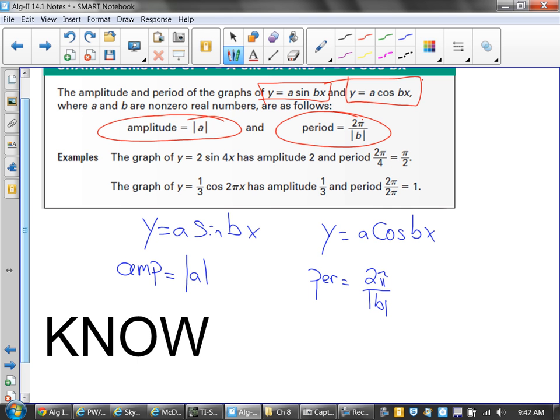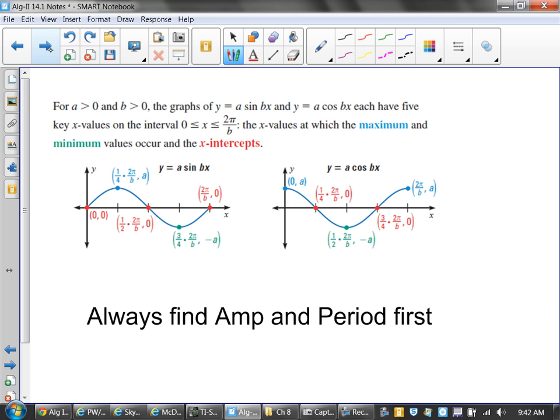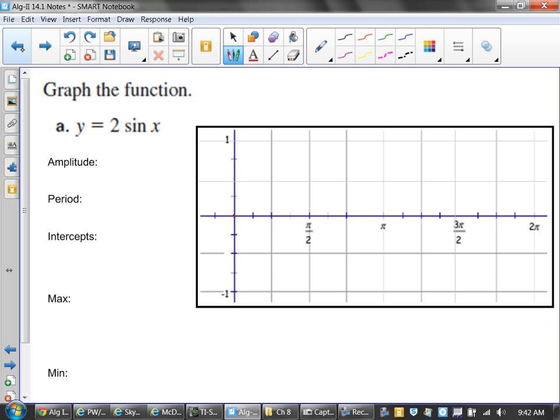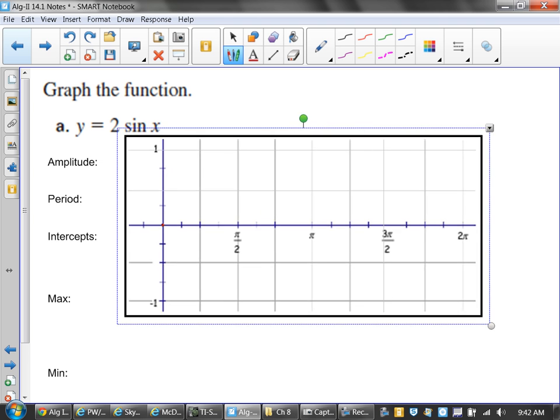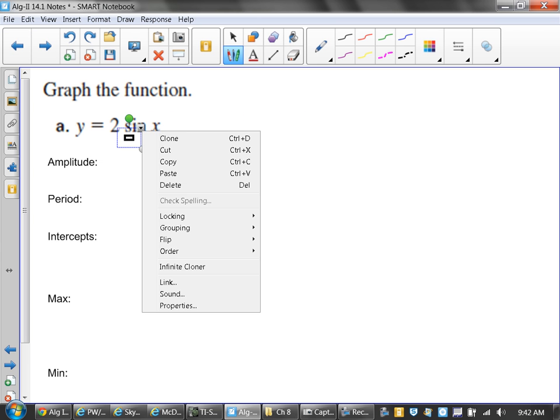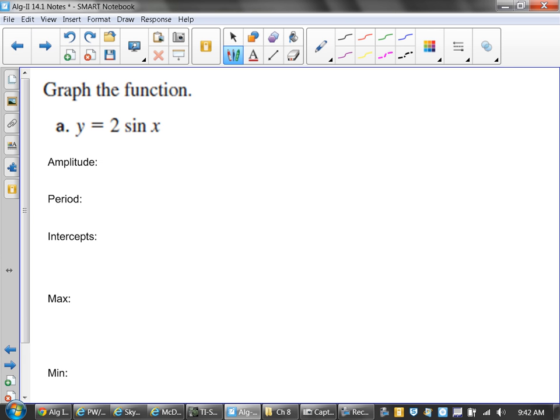All right, let me show you some examples. We'll start with something easy. y equals 2 sine of x.